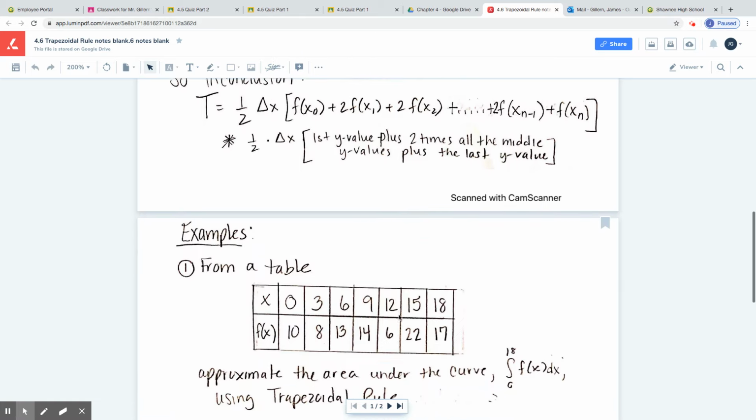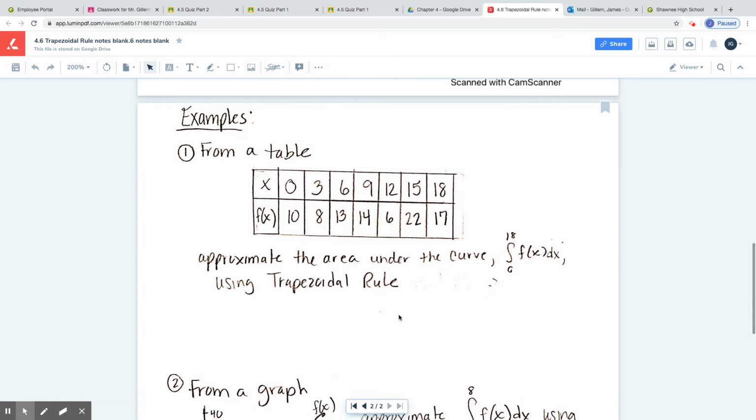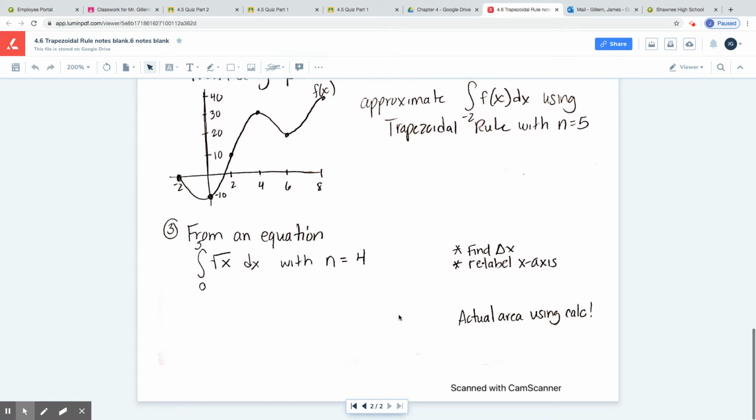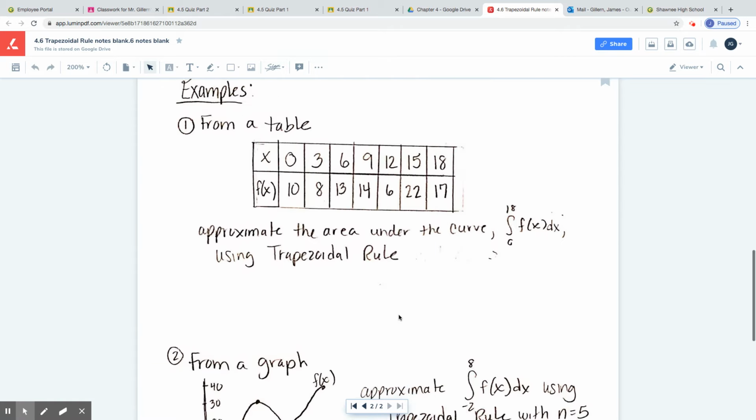But also similar is we're going to have problems from a table, from a graph, and from an equation. All of those are going to be the same. So I think you'll get a good idea how to do this once we do a few of these examples. Okay, so in this example, we're going from 0 to 18. And here are the trapezoids we're going to have. So our delta x in this case is 3.